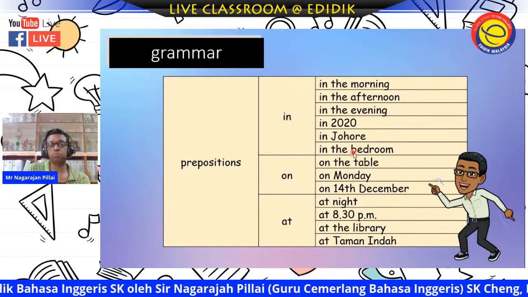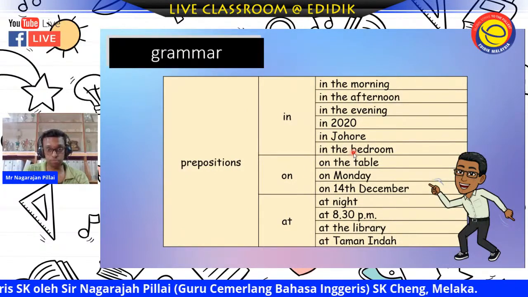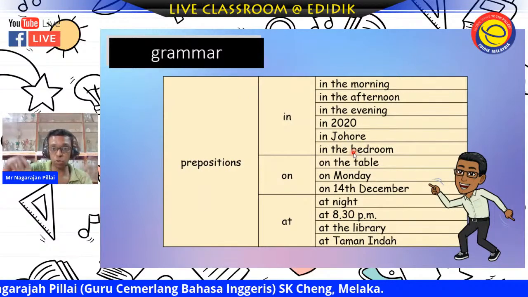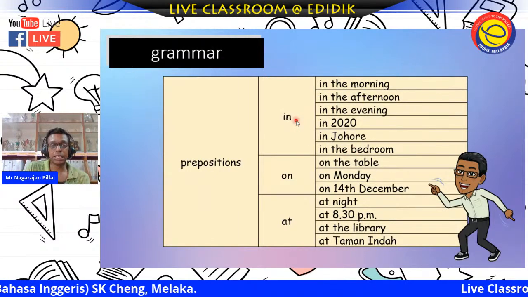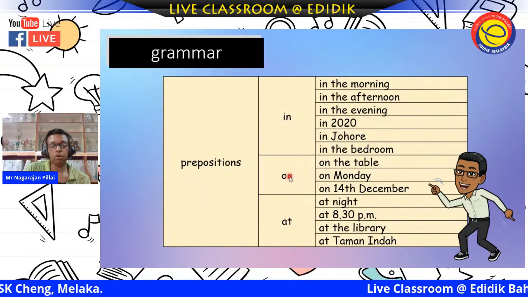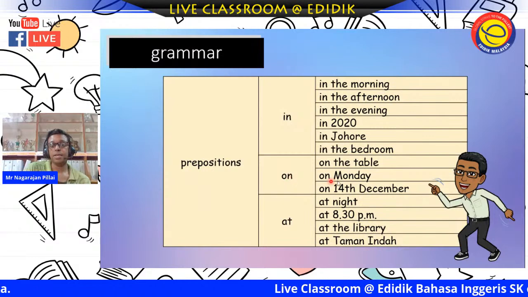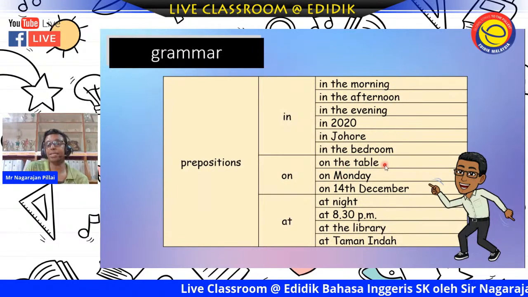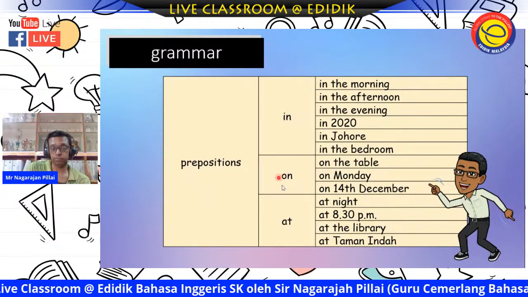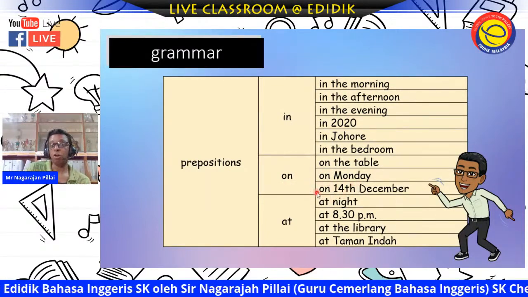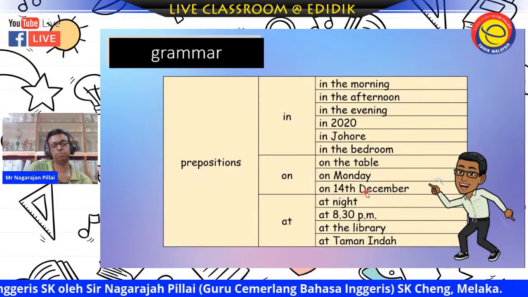In the bedroom, a room in the bedroom, but you don't know the specific place in the bedroom. Just use in. Next, on the table, something on the top. Next, when mentioning days and dates, we use on Monday, on 14th December.